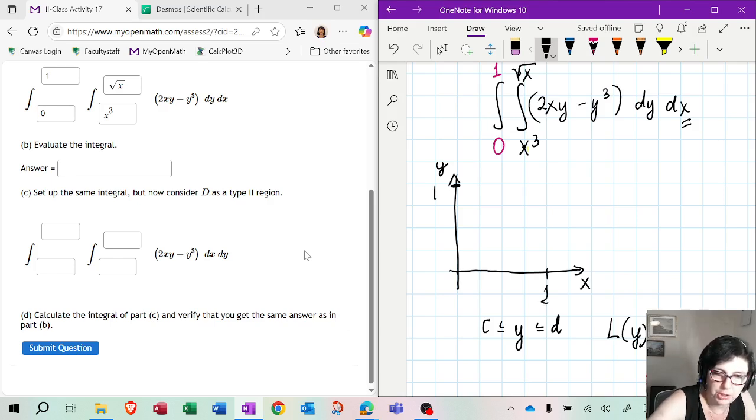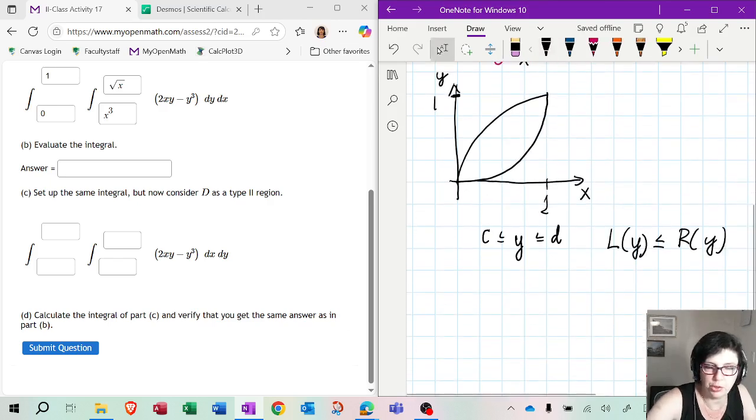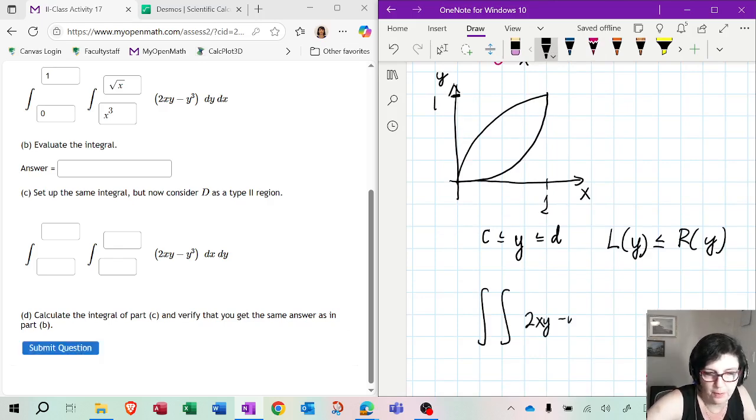And this is my square root of x, but I'm not going to label it yet, and then that's going to be x cubed. So when I set it up, what do I do? First of all, the integrand is the same, but the limits are going to be dx dy for type 2. So x is inside, y is outside.